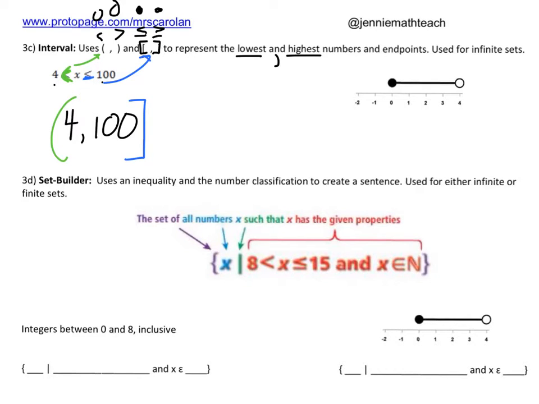On the next example, I'm going to put the lowest number, 0, a comma and the highest number, and then I look at these endpoints. This is filled in, so that's like an equal sign, so I use a straight bracket here. This circle is open. The open circle goes with the curved parenthesis.